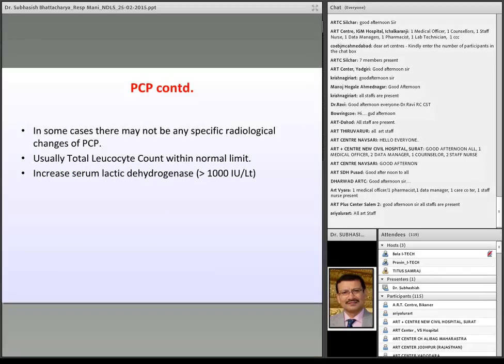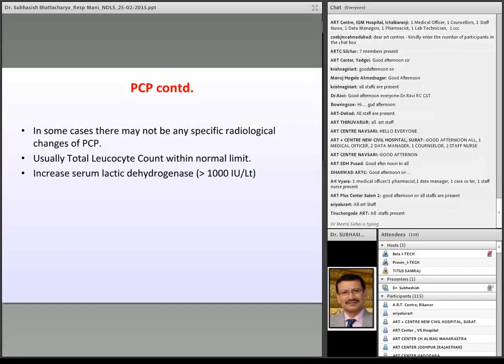Usually the total leukocyte count is within normal limits in case of PCP, in contrast to bacterial pneumonia where the leukocyte count is very high. So the leukocyte count is normal in PCP, along with a very high serum lactate dehydrogenase, usually more than 1000 international units per liter, which we may get in PCP in contrast to bacterial pneumonia.